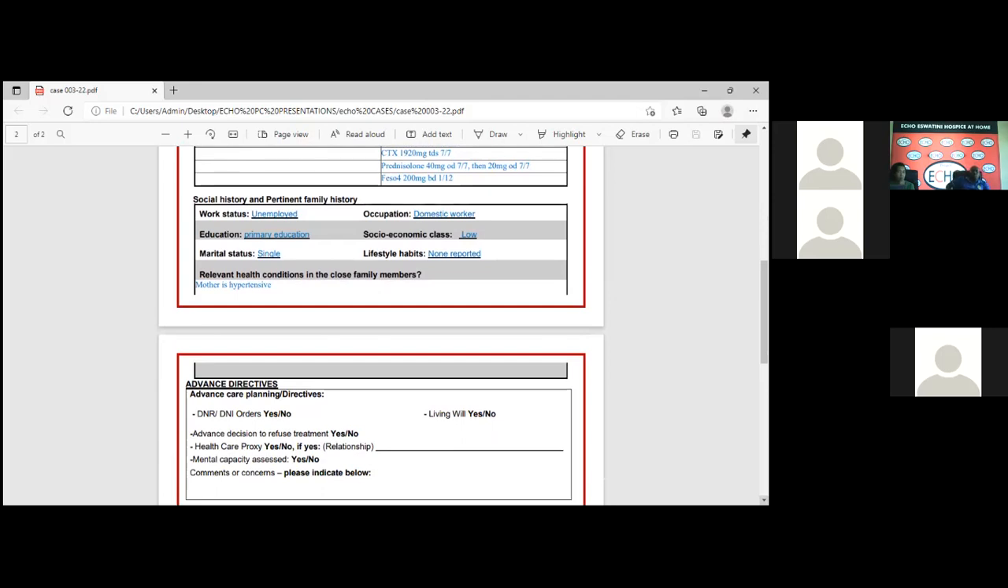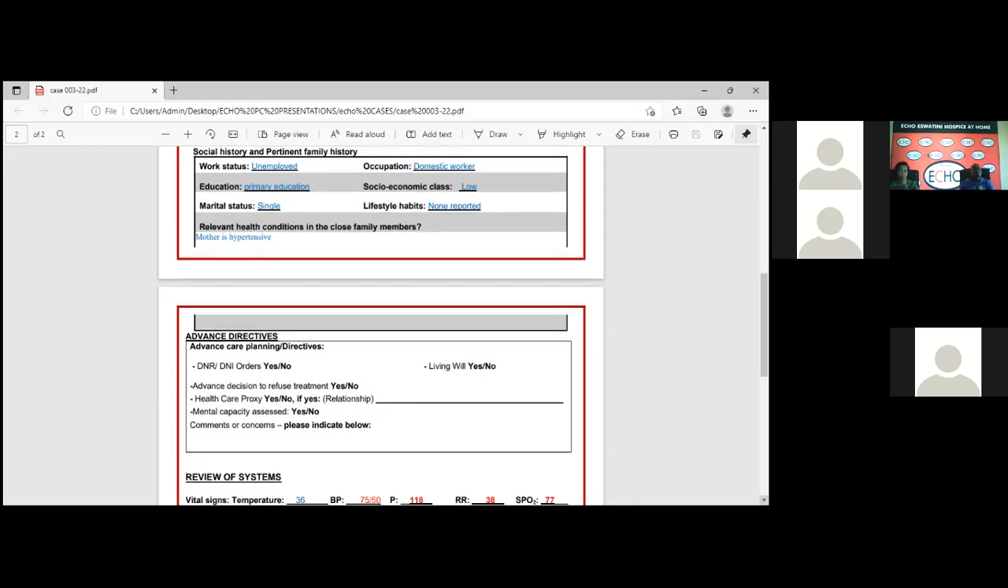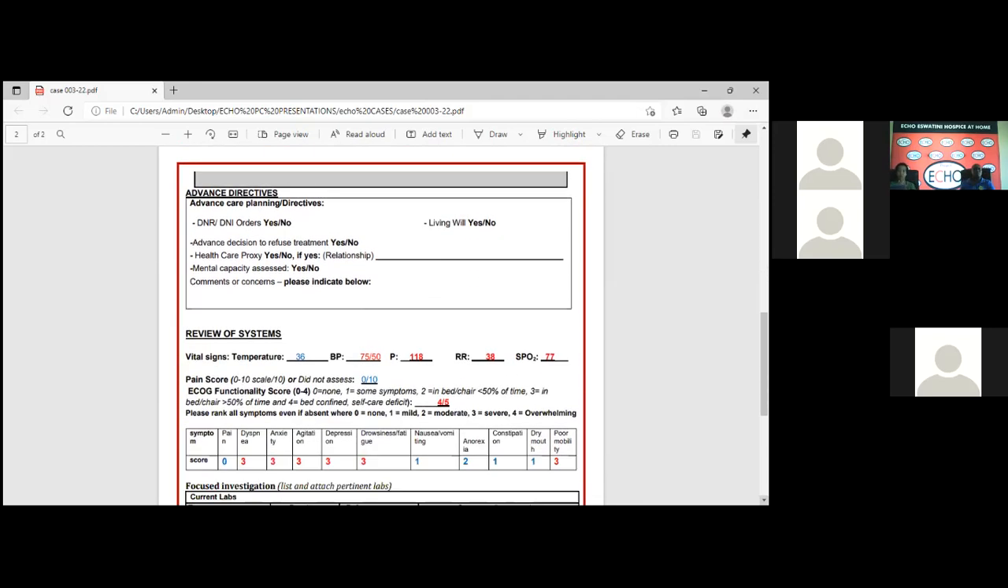Our patient is currently unemployed. She was working as a domestic worker. She stopped education at primary level. Socioeconomic class is low. She is single and no lifestyle habits were reported. Her mother is hypertensive on antihypertensive meds. The issue of advanced directives, we are working on it as a facility, so we're going to skip it for now.